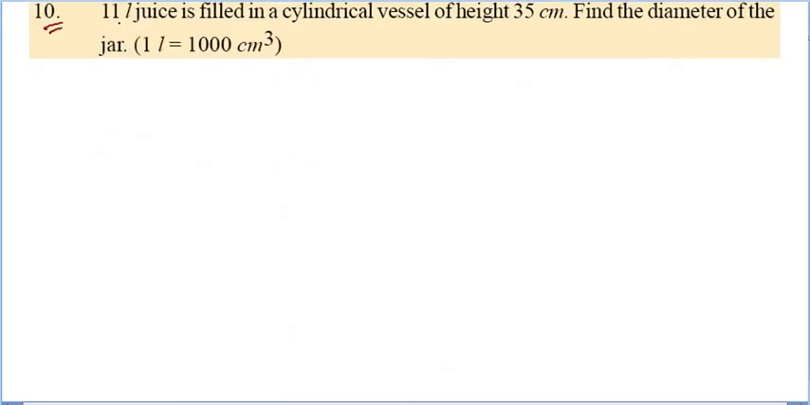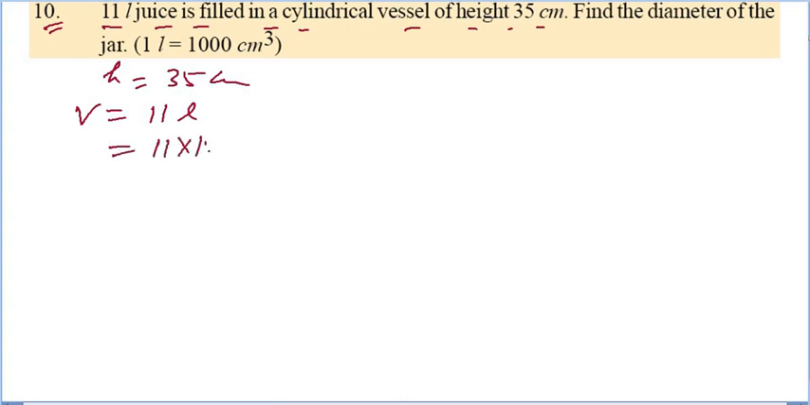Now come to the question number 10. 11 liter juice is filled in a cylinder vessel of height 35 centimeters. So h is equal to 35 centimeters. Find the diameter of the jar. So volume is given as how much? It is 11 liter. Liter change into centimeters cube. So 11 into 1000 centimeter cube. So that is the volume. And here is the height is given. We want to find the radius. First of all radius, then diameter.